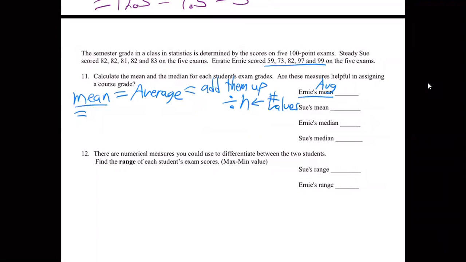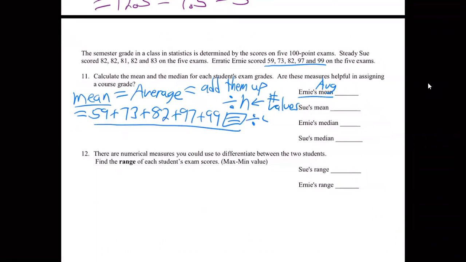82. You already got it. You guys are fast on the calculator there. 59, 73, 82, 97, 99. Make sure you hit equals. By the way, let me give you a tip. It's an easy mistake to make. Don't forget to hit equals before you then divide by 5 and hit equals again. Make sure to hit this equals before you hit the divide by 5.